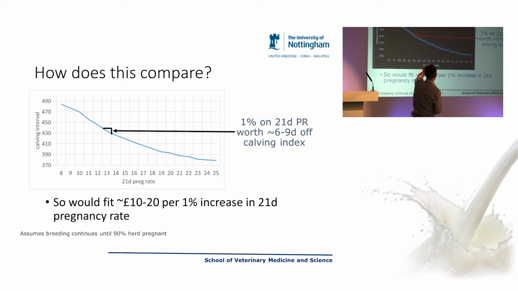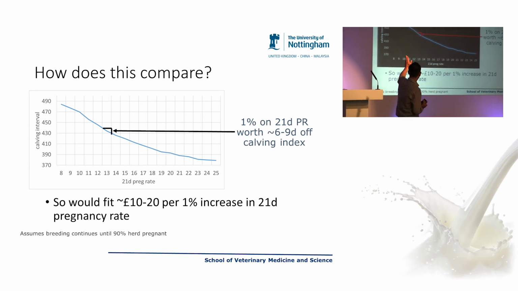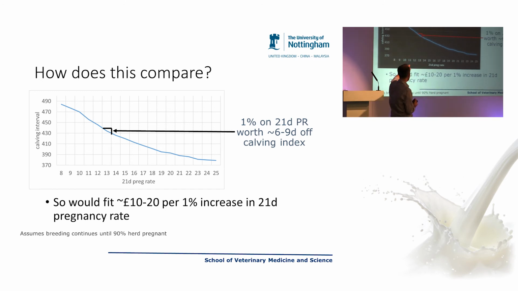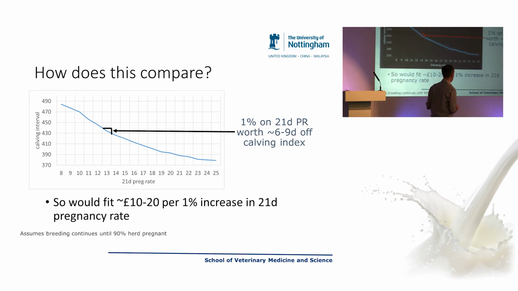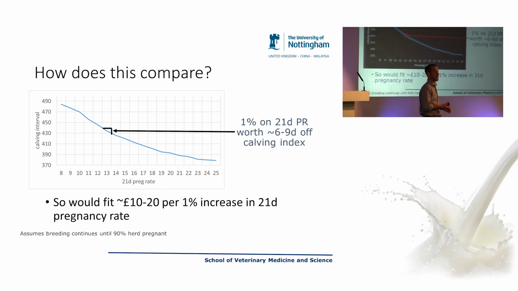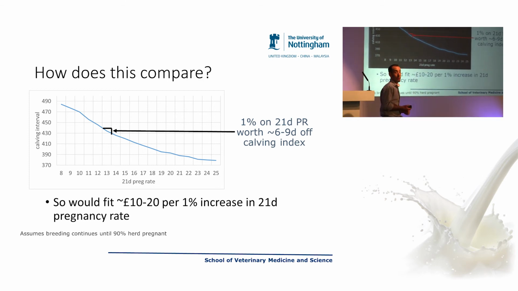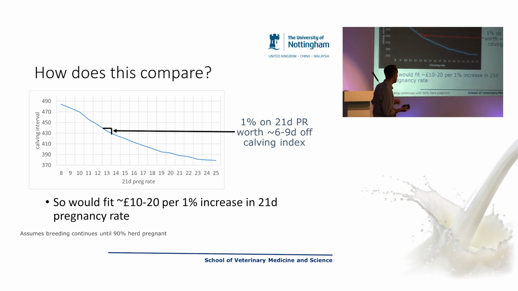So this is a very, very basic kind of model of this that I knocked up just for this talk. This is just assuming that you keep breeding until you've got 90% of cows pregnant, and this is showing the relationship between calving interval and 21-day preg rate there. So we can see a unit on 21-day preg rate around the UK average is probably worth something like 6 to 9 days off the herd's calving index. So that would fit with the sort of ballpark figures. You know, if we accept £2, £2.50 a day, that fits with the sort of figures we came up with from the papers that we've just seen. So again, this tends to support that sort of ballpark figure.